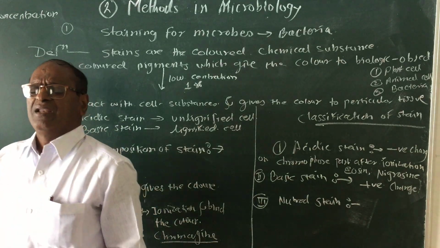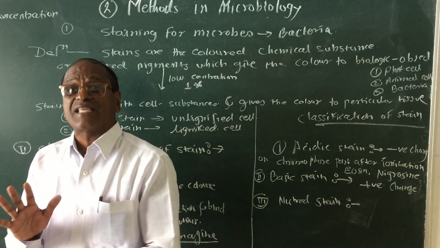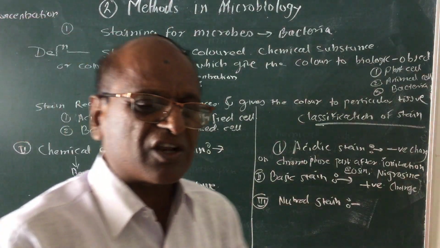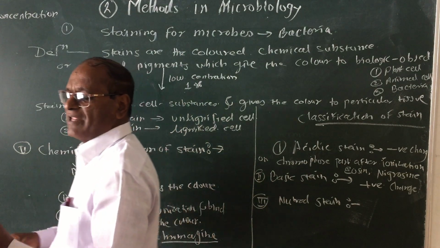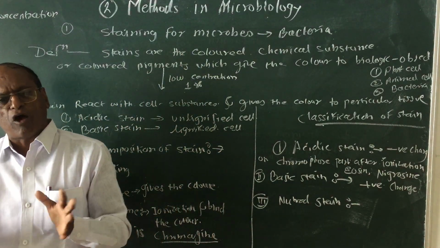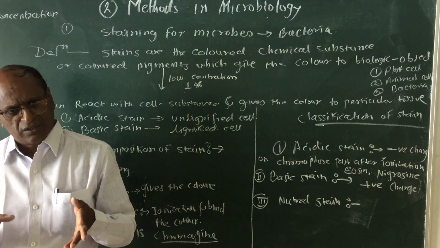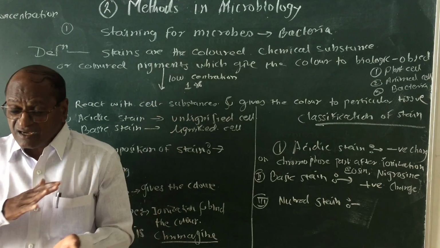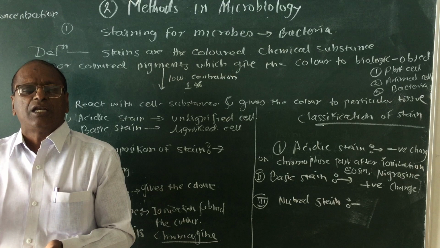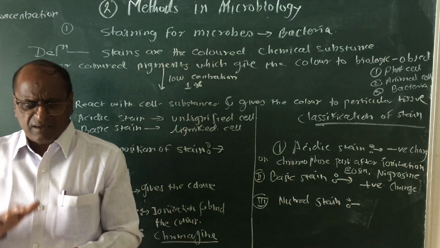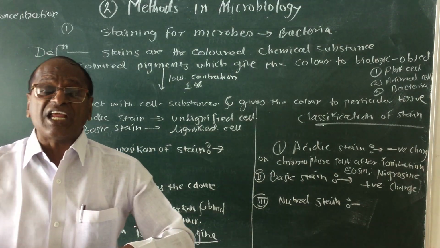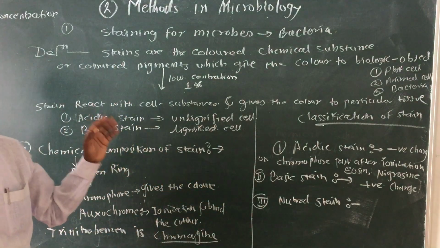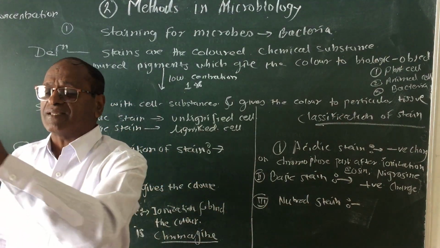For example, in our laboratory we will use the safranin. The safranin may be used for the staining of the dead tissue or lignified tissue. When we observe the xylem or sclerenchyma, then we use the safranin. The single staining procedure is generally used in our laboratory. But sometimes the double staining procedure is also used. In double staining procedure, two stains may be used.